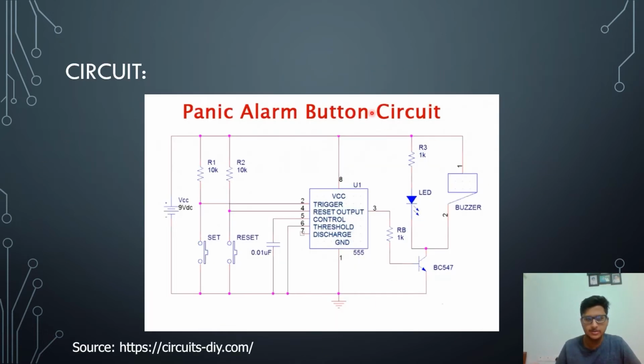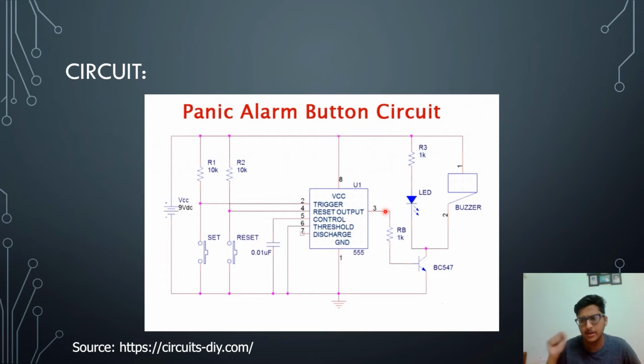Moving on, let's come to the circuit of the panic alarm button. In the circuit, there are two main components. Number one is the set button, and number two is the reset button. When we press the set button, remember these are push buttons, so we just press them for an instant. As we push the set button, initially R1 and R2 cause pin 2 and pin 4 to be at a high, and when we press the set button, pin 2 moves to a low, due to which pin 3 moves to a high, because it's a flip-flop arrangement, remember? So yeah, 3 moves to a high.